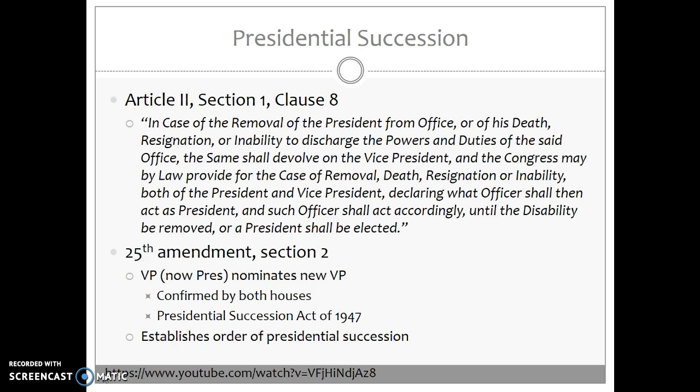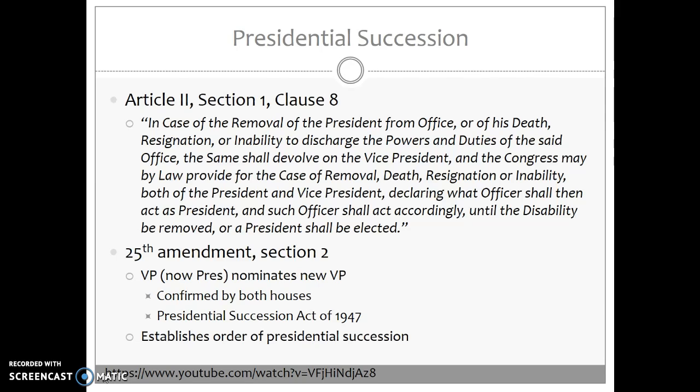Article 2, Section 1, Clause 8 says, in the case of the removal of the president from office or his death, resignation, or inability to discharge the powers and duties of the said office, the same shall devolve on the vice president. Congress may by law provide the case of removal, death, resignation, or inability, both of the president and vice president, declaring what officer shall then act as president, and such officer shall act accordingly until the disability be removed or a new president shall be elected.